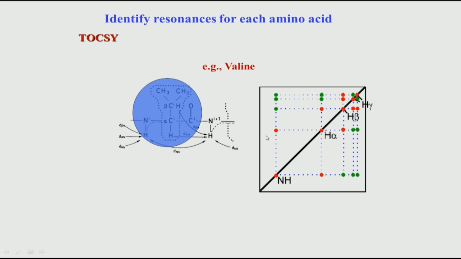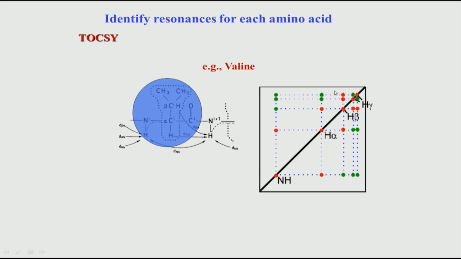Remember, this is a 3-bond J coupling as shown by this arrow here, and then from this proton H alpha you see correlation to the neighboring side chain aliphatic spin system. So, to beta, to gamma 1, gamma 2. Now, which gamma is which proton we do not know, so we cannot distinguish that just by TOCSY. So, we will just call one gamma arbitrarily gamma 1 and the other gamma 2.